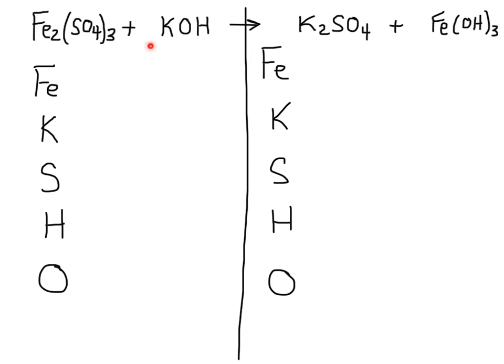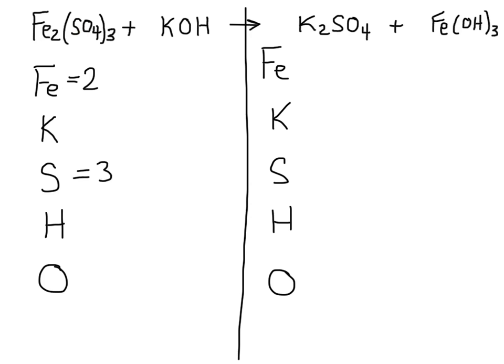So I'm going to count up all the elements over here on the reactant side. I have 2 irons. That little 2 tells me that there's 2 irons there, and so I'll put a 2 there. If I count up the sulfurs, I have 1 here inside the brackets, but I'm multiplying everything inside these brackets by 3. So I actually have 1 times 3. So I have 3 sulfur.